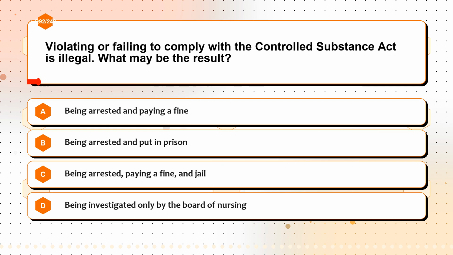Question 92. Violating or failing to comply with the Controlled Substance Act is illegal. What may be the result? Here are the options. Option A. Being arrested and paying a fine. Option B. Being arrested and put in prison. Option C. Being arrested, paying a fine, and jail. Option D. Being investigated only by the Board of Nursing.